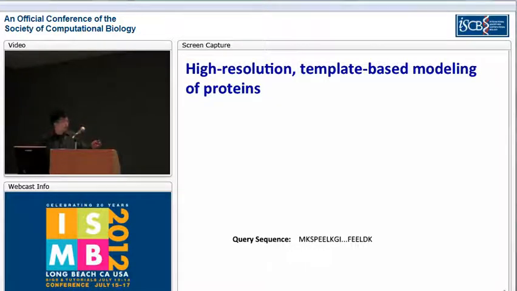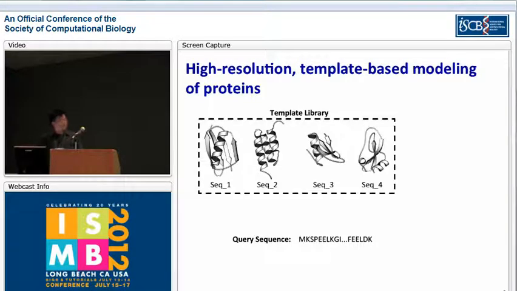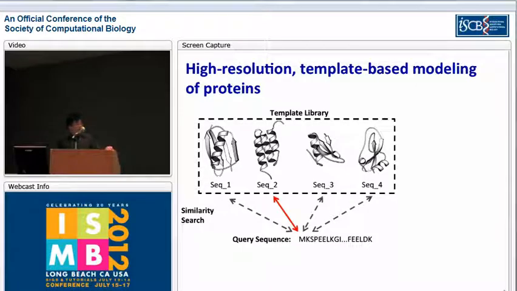So we start with a query sequence. We assemble a library of protein structures that have solved crystal structures in the Protein Data Bank, and we do a similarity search. We find the best match if we're lucky, and then we use this significant best match, this structure, as a template to construct a structural model for the query sequence.